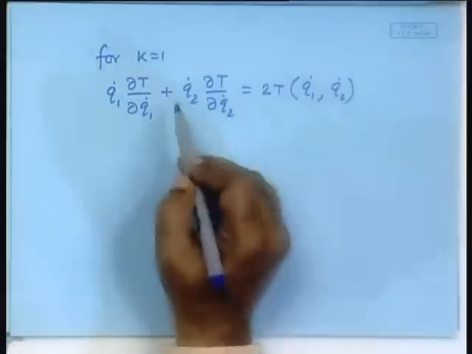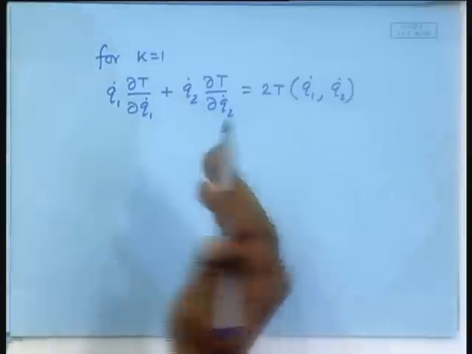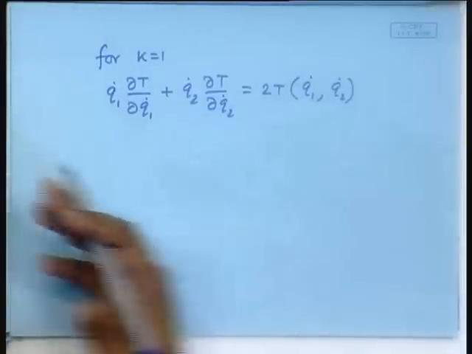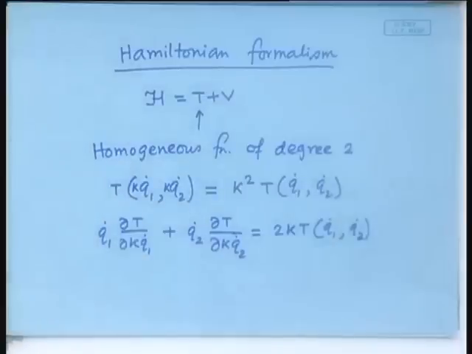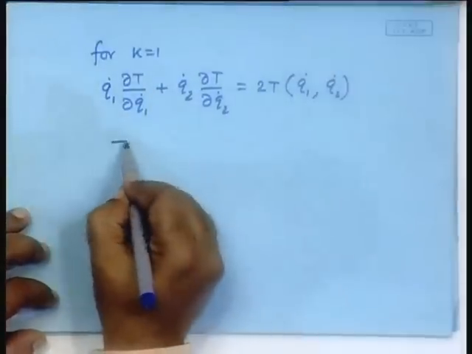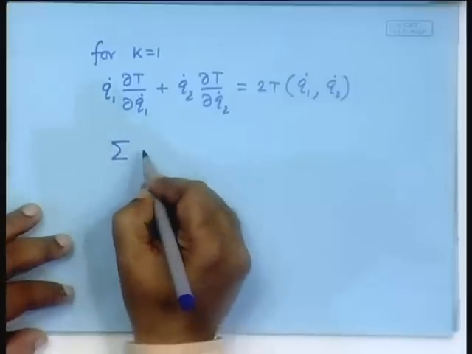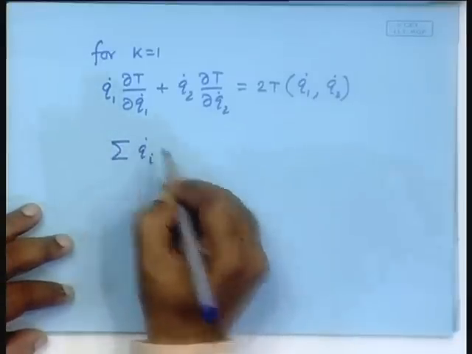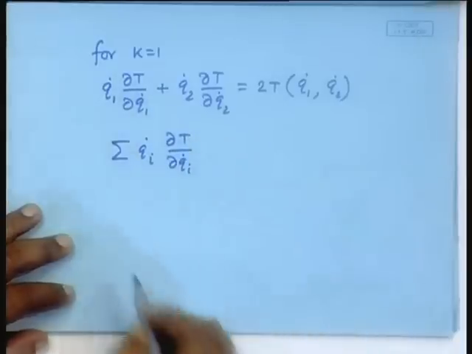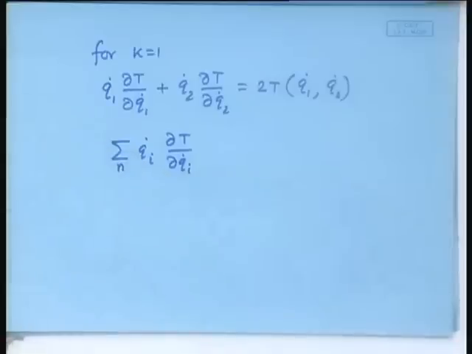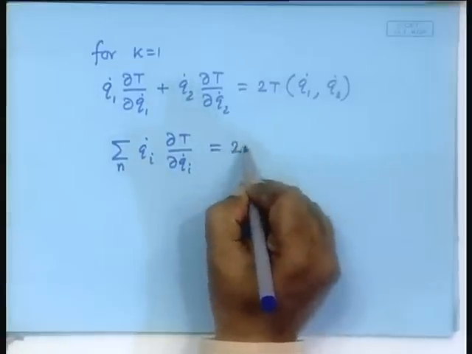So, this is true for two variables; we had assumed q1 dot and q2 dot are the two variables. If there are n number of variables, it will be the same. After all, you have to do is to expand this in a longer chain. So, in general we can write that the left hand side will be the summation of q i dot times the derivative of T with respect to q i dot, i from 1 to n, and this side is twice T.